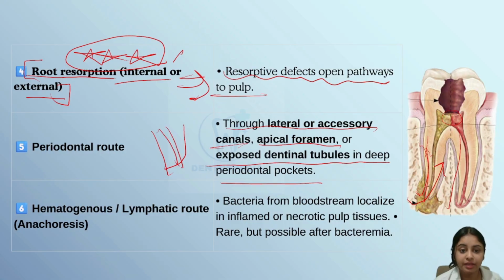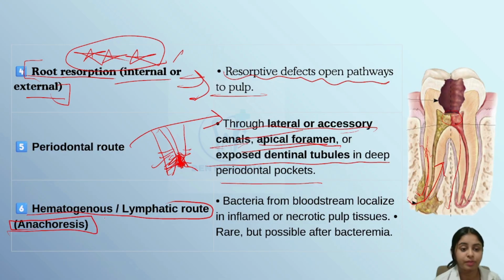The terminal end of the root canal is the apical foramen. The apical foramen and the accessory canals are pathways for bacteria to enter the pulp. So through the periodontal route, that is through lateral or accessory canals or the apical foramen, they enter into the pulp. Lastly, the hematogenous or lymphatic route, which is also known as anachoresis.